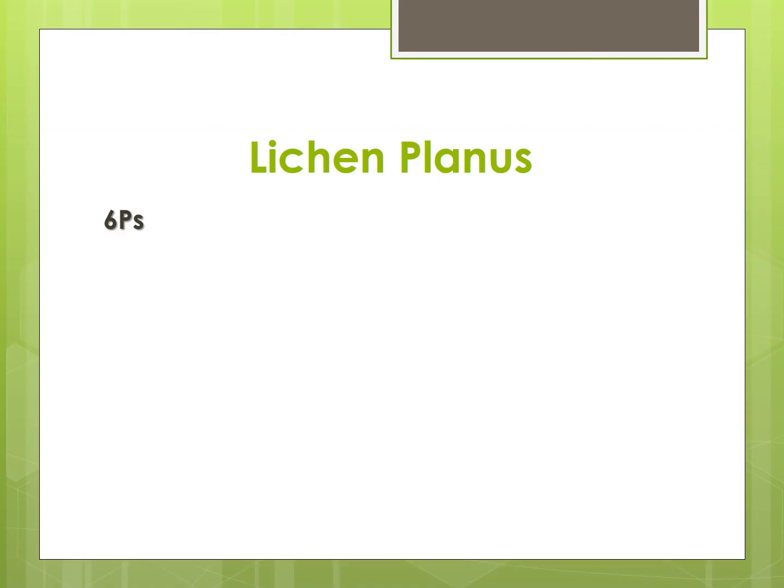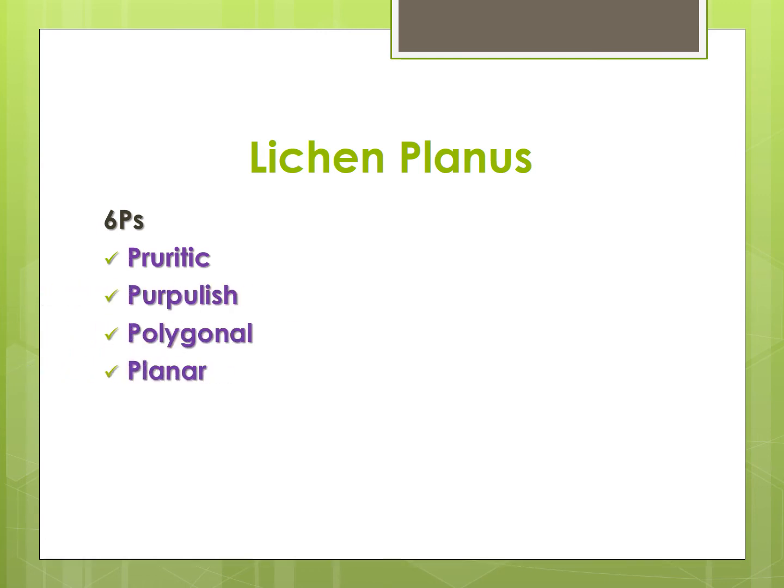Next important condition present in the chronic inflammatory dermatosis is lichen planus. Lichen planus is always remembered by 6 P's. By these 6 P's, we mean pruritic, purplish, polygonal, planar papules and plaques. So this is a tongue twister which includes these 6 P's: pruritic, purplish, polygonal, planar, papules and plaques. And these 6 P's constitute lichen planus.